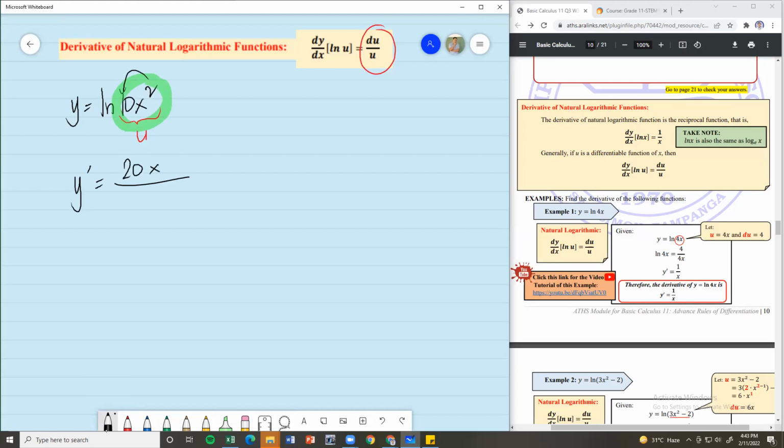20x over u, copy your u, just copy it, that's 10x squared. Can you follow? And then just simplify it. 2 divided by 10, that becomes 2. 20 divided by 10, that becomes 2. And then x and x squared, that becomes 1. So therefore, your final answer here will be 2 over x.